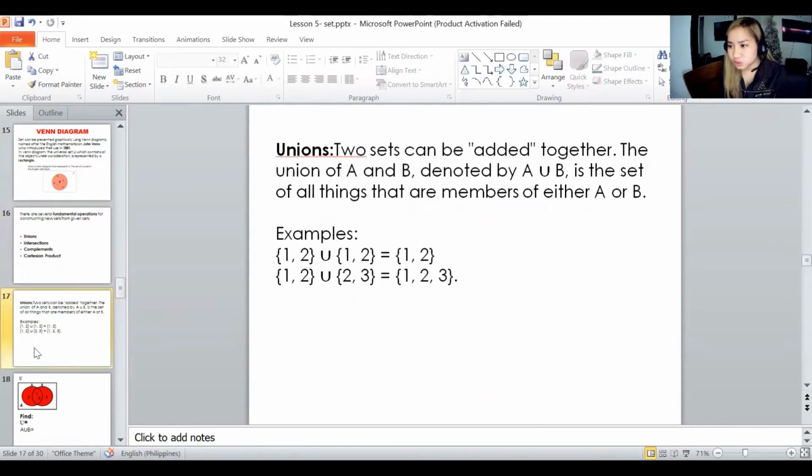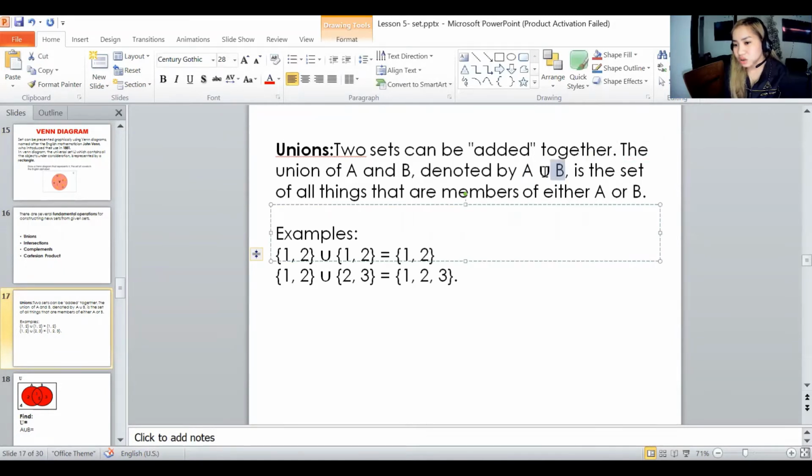So, unahin natin yung unions. For the unions, two sets can be added together. Ayan. It doesn't mean na nakita niyo yung word na added, i-add niyo po yung mga number or yung mga elements inside the set. Ang ibig sabihin lang po niyan is i-combine nyo lang po lahat ng elements inside the given set. So, the union of A and B, denoted by, ayan po, ang basa po dito is union of A and B or A union B, is the set of all things that are members of either A or B.